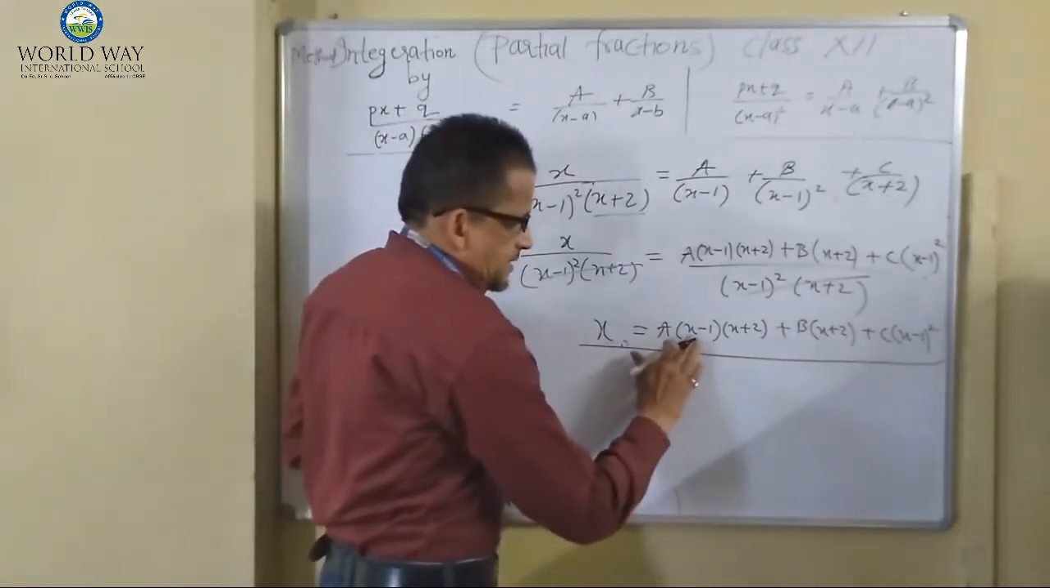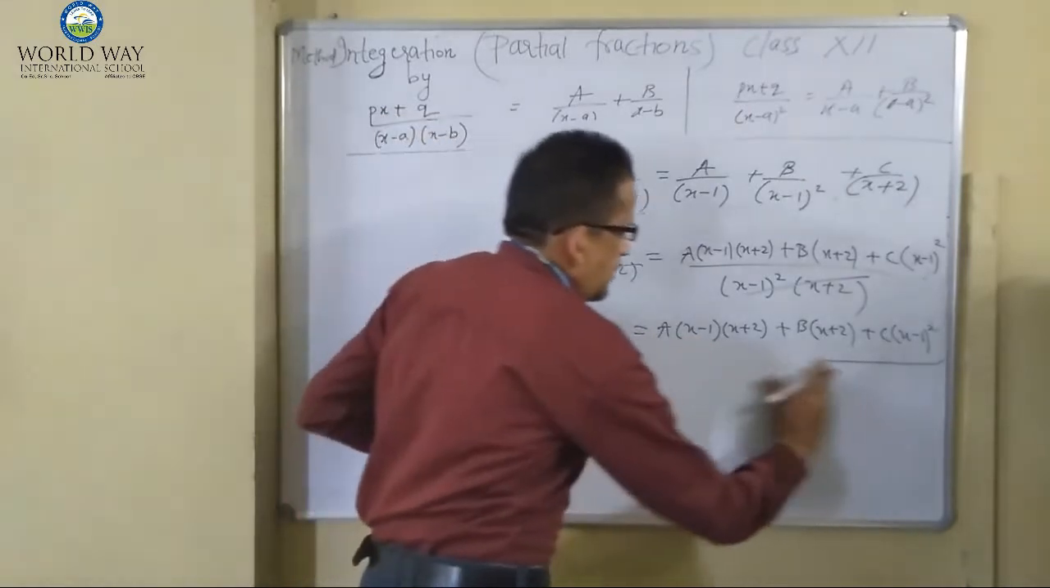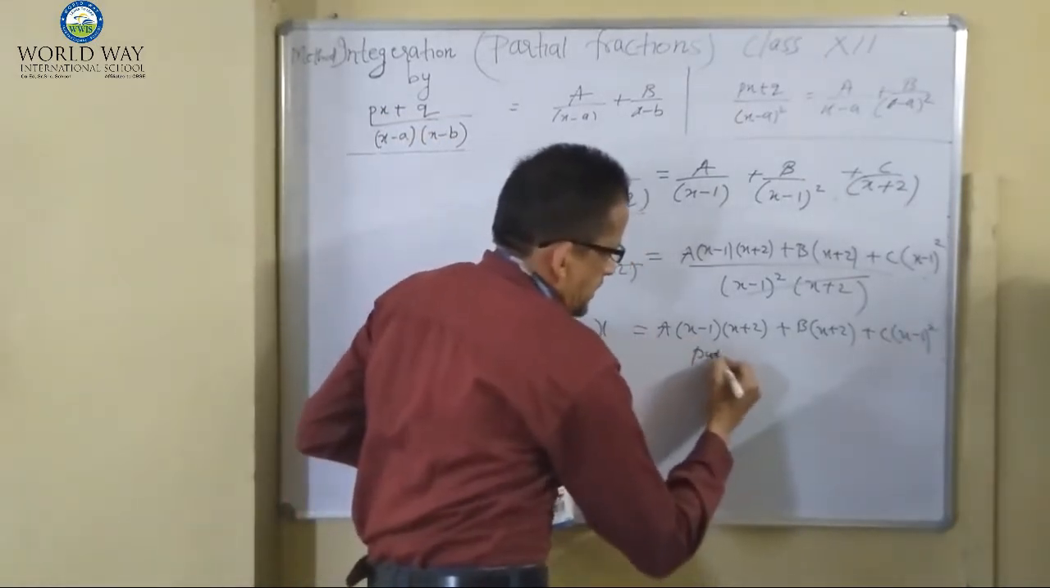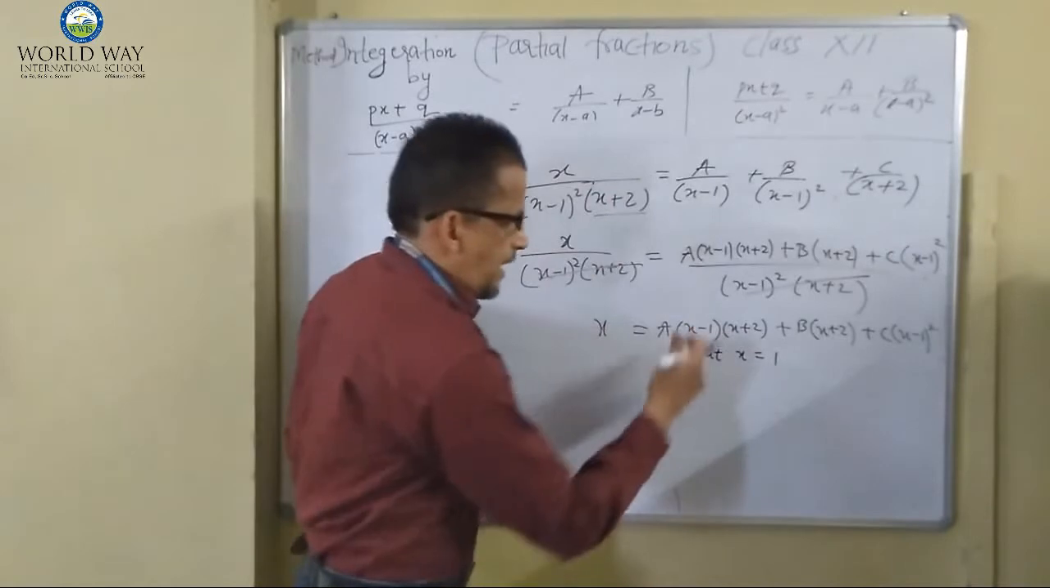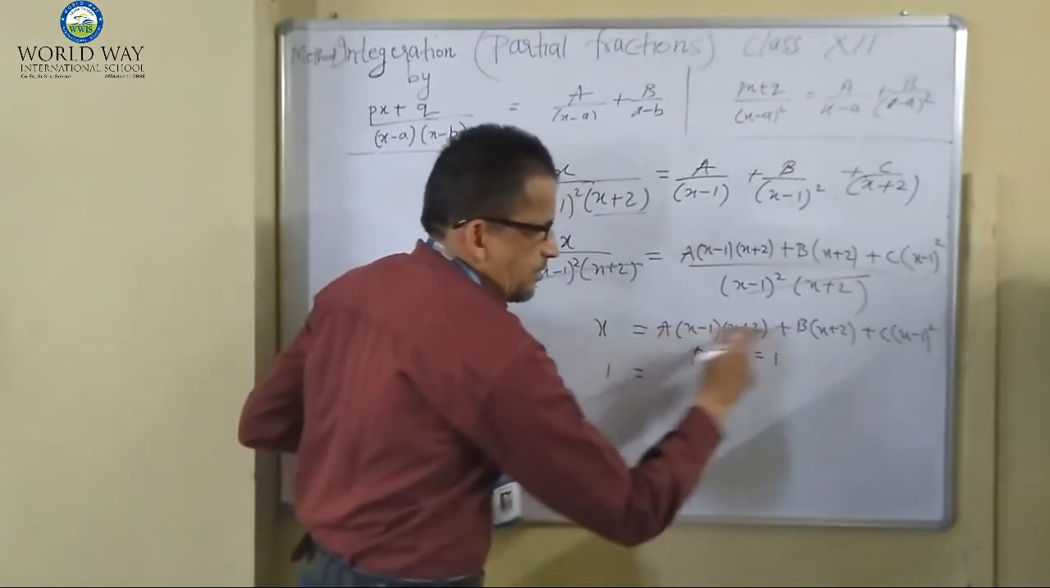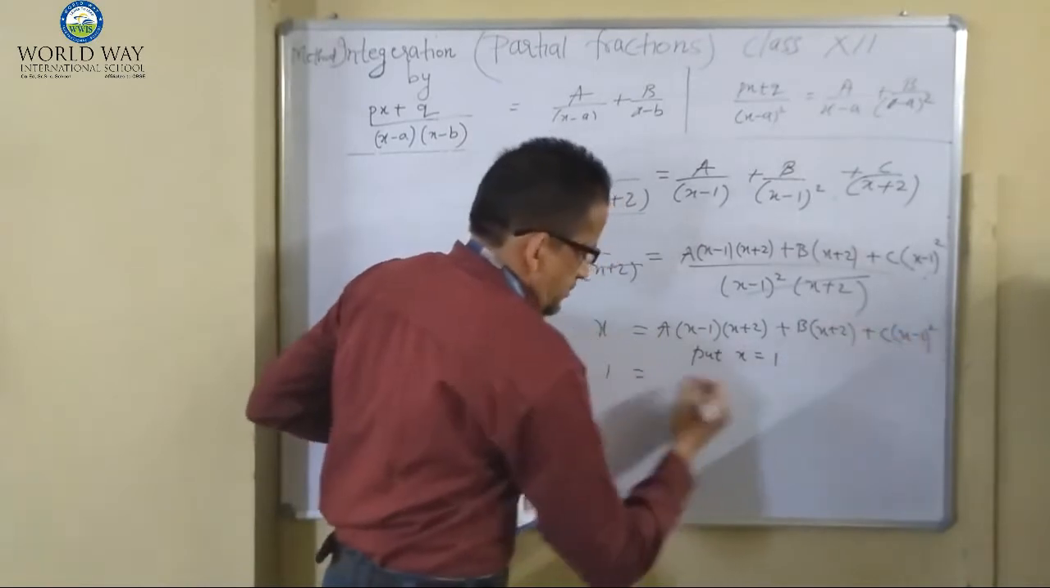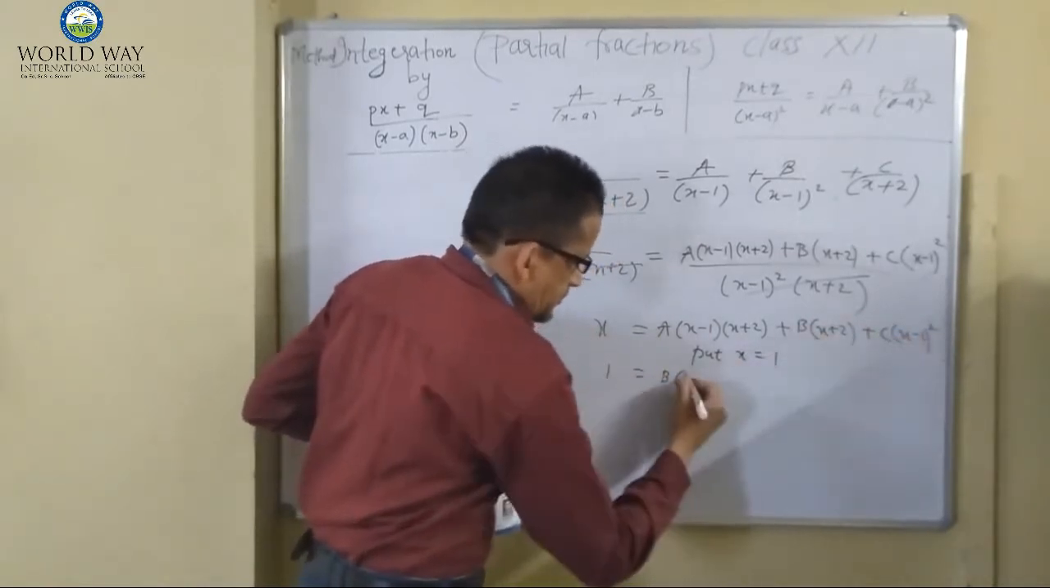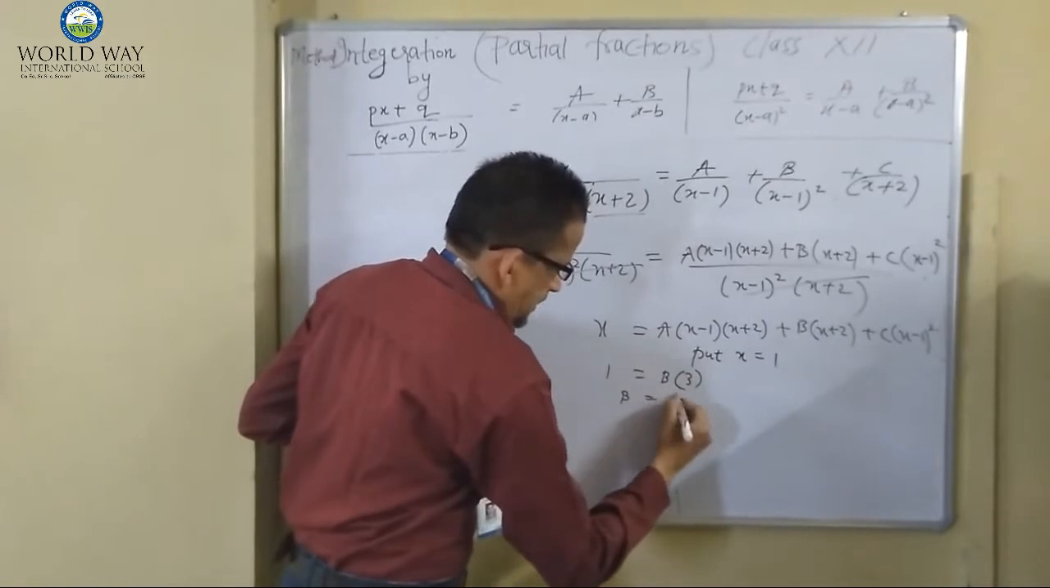Here what is the first linear factor? x minus 1. So put x is equal to 1 to make this 0. So when you put x equal to 1, this becomes 0. This becomes 0. 1 plus 2 is 3. The value of b is 1 upon 3.